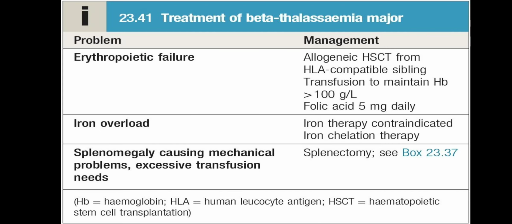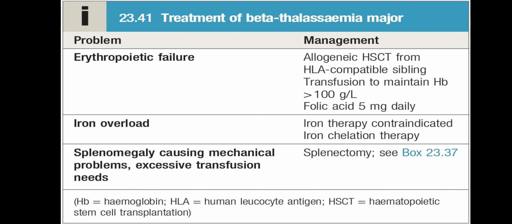Now, coming to treatment of beta thalassemia major. The major manifestation is anemia which requires blood transfusion, and for the erythropoietic failure you can do an allogenic hematopoietic stem cell transplantation from an HLA compatible sibling. There will be transfusions to maintain a hemoglobin of more than 10 gram per deciliter, and folic acid supplementation 5 milligram daily is done for the erythropoietic failure.